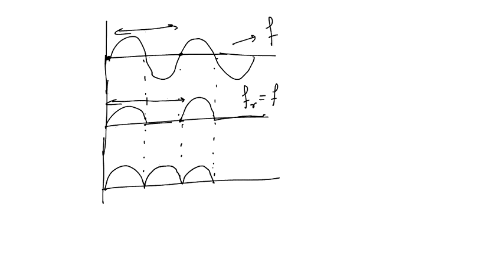But for the output of a full wave rectifier, the repetition starts from here also. So the ripple frequency in a full wave rectifier is fr equal to twice f, because the time period is half, so the frequency is double. So the ripple frequency for a full wave rectifier is double that of the input frequency.